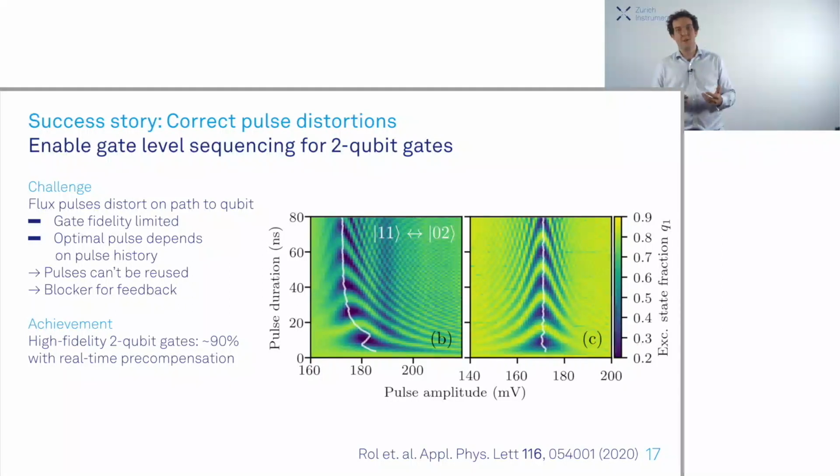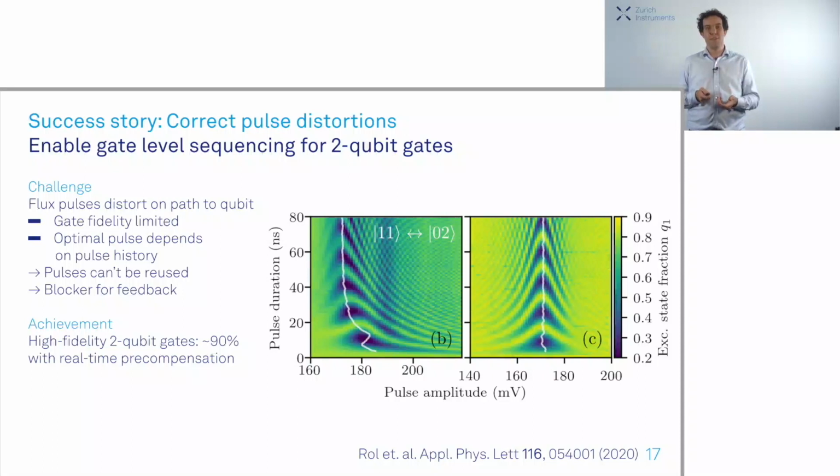So now we have seen how pulse level sequencing works for microwave pulses. And the question is now, does this easily extend to also these DC pulses? And the answer is unfortunately no. Why is this the case? Pulses around DC that are needed for 2-qubit gates, for example, flux pulses for superconducting circuits, they distort on their path from the AWG down to the qubit because they go through different filters, for example.